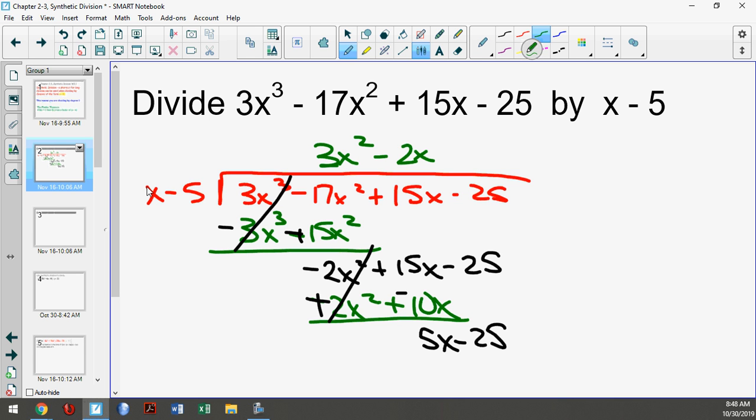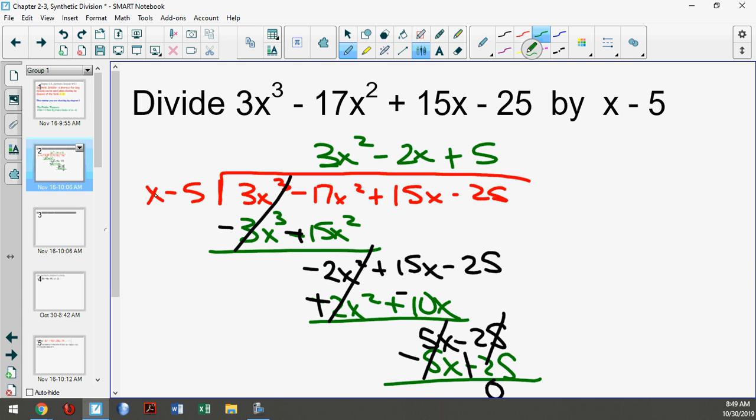Okay, so we're going to do it again. What do I multiply x by to obtain 5x? A 5. 5 times x is 5x. 5 times negative 5 is negative 25. And we're going to go ahead and change those signs. And that tells me that my remainder is 0. Which indeed shows that x minus 5 is a factor of that polynomial. Do we understand that, yes or no?